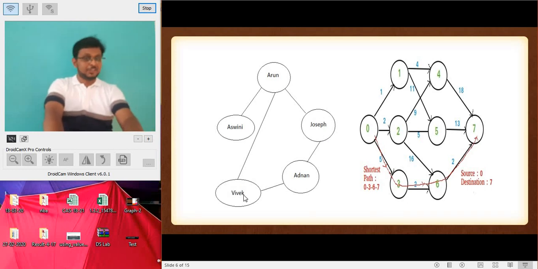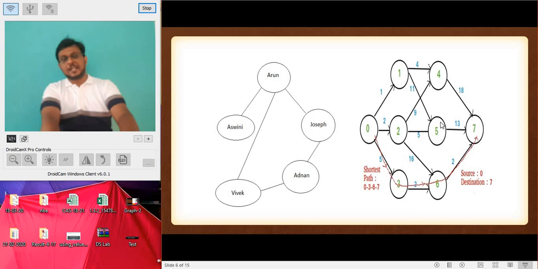In the same way, Vivek will get a notification that you may be a friend with Ashwini, because Arun is already a friend with Ashwini. In this way, by using graph theory, any of these possibilities can be effectively generated. Similarly, here I'm using a weighted directed graph. These vertices are representing certain cities, and suppose a traveler wants to travel from city 0 to city 7, and he has to follow the shortest path.